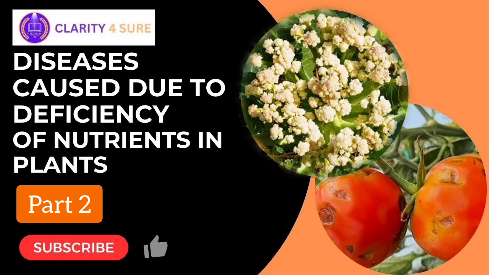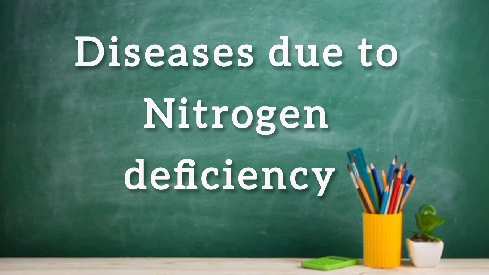Today's topic of discussion is diseases caused due to deficiency of nutrients in plants. This is part 2 of this series. Part 1 has already been completed. You can refer to that. First of all, we are going to discuss the diseases caused due to nitrogen deficiency.